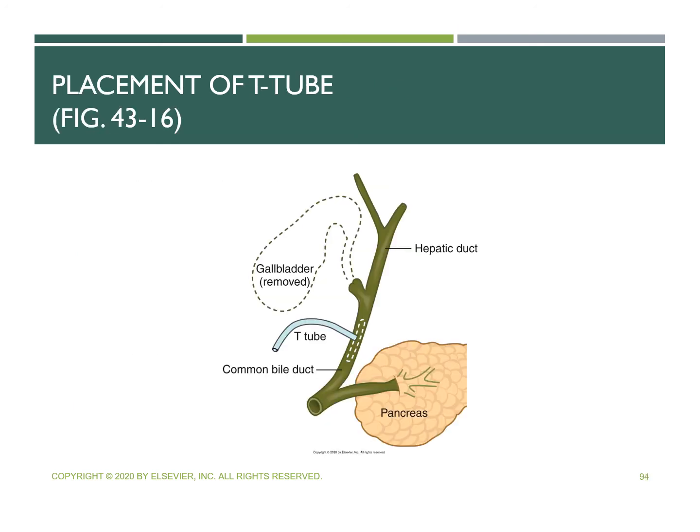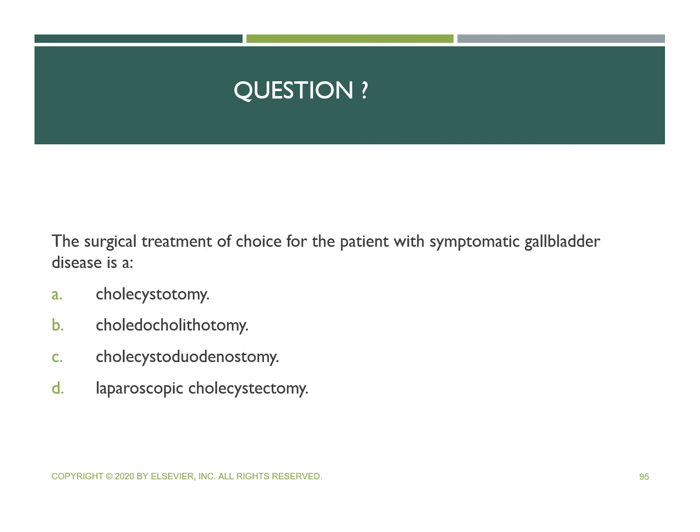Here's a picture for you. I thought this was helpful. It shows the hepatic duct, where a T-tube would be, into the common bile duct, your pancreas, and where they would remove the gallbladder. The surgical treatment of choice for a patient with a symptomatic gallbladder disease is... the correct answer here is laparoscopic cholecystectomy.